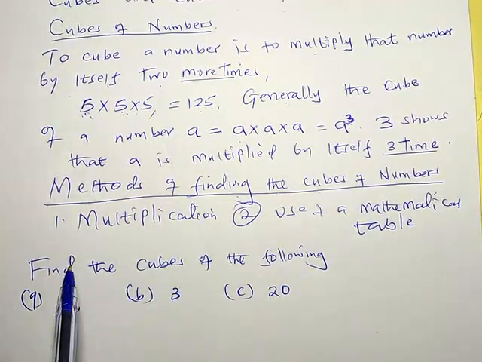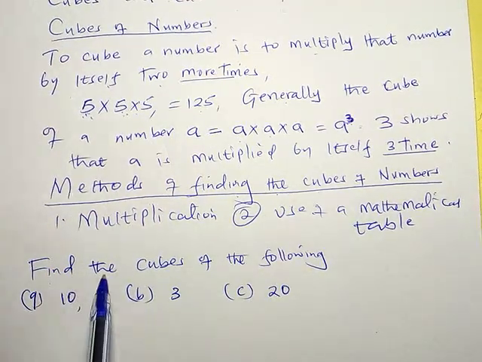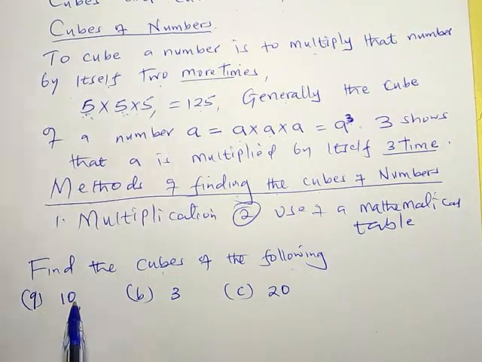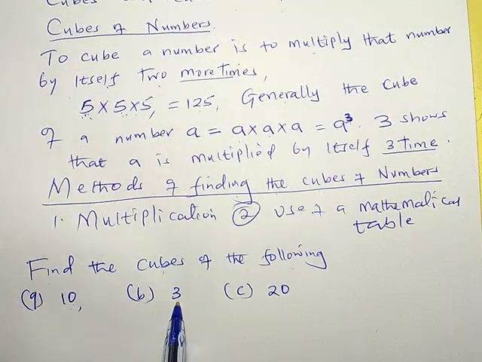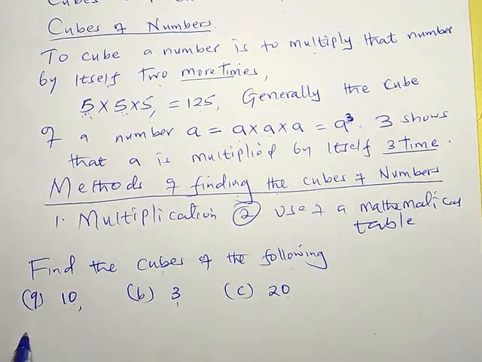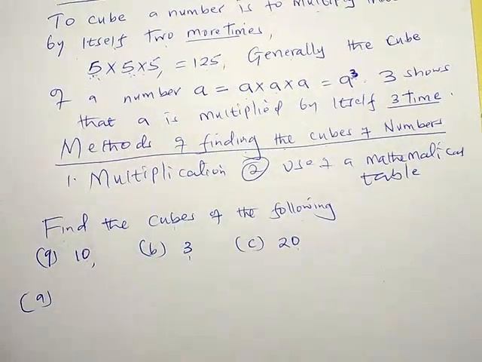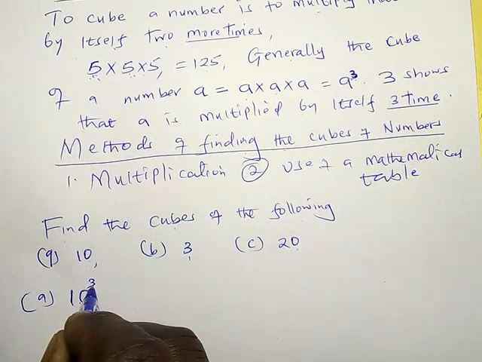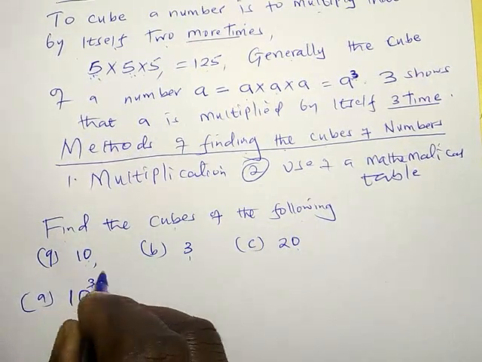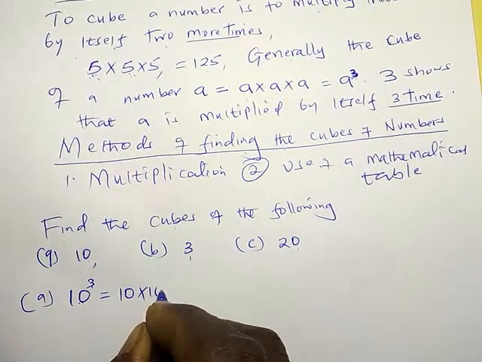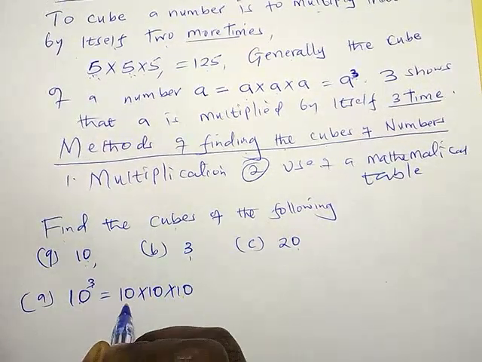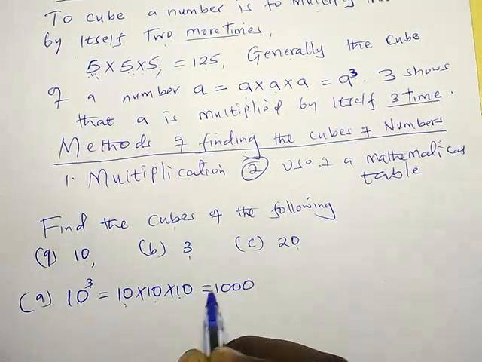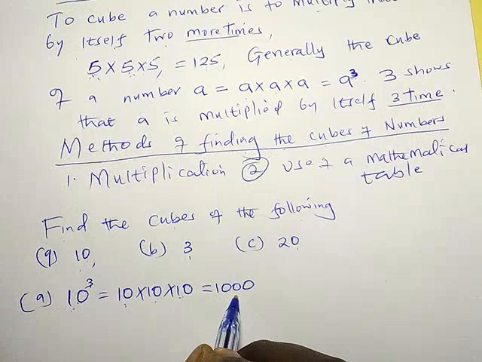So in multiplication, we are going to use this example. Find the cubes of the following numbers. A, we have 10. What is the cube of 10? B, the cube of 3, and C, the cube of 20. So we start with A. 10 cubed simply means 10 raised to power 3. Therefore, 10 raised to power 3 means 10 times 10 times 10. So 10 times 10 times 10, the answer is 1,000. Therefore, the cube of 10 is 1,000.